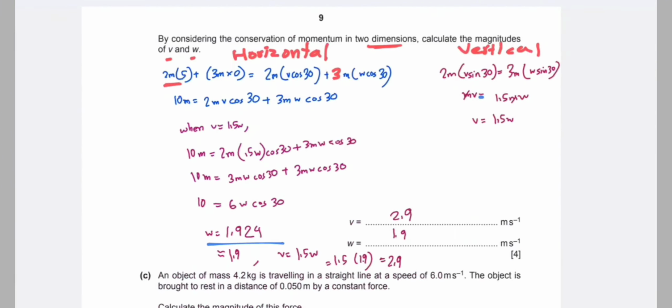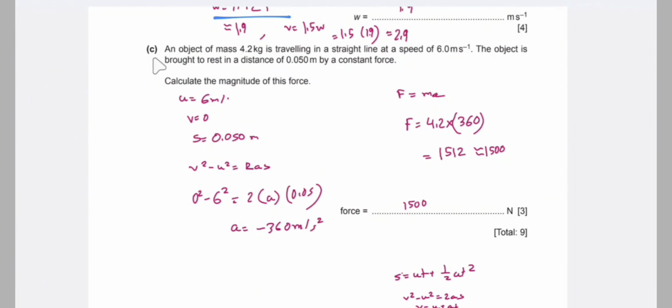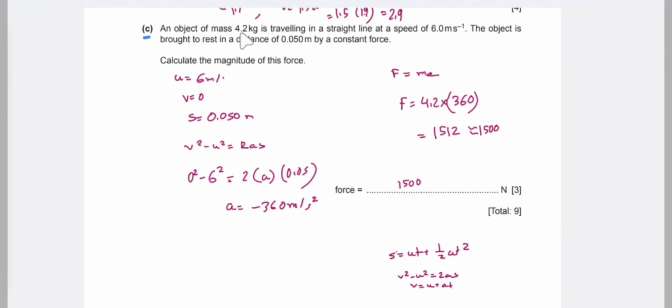Now for 3 part C, an object of mass 4.2 kg is traveling in a straight line at a speed of 6 meter per second. So initially it has a speed of 6 meter per second, and it is brought to rest, that is the final velocity is 0, in a distance of 0.050 meter. So the distance s is equal to 0.050 meter and this is the initial velocity.